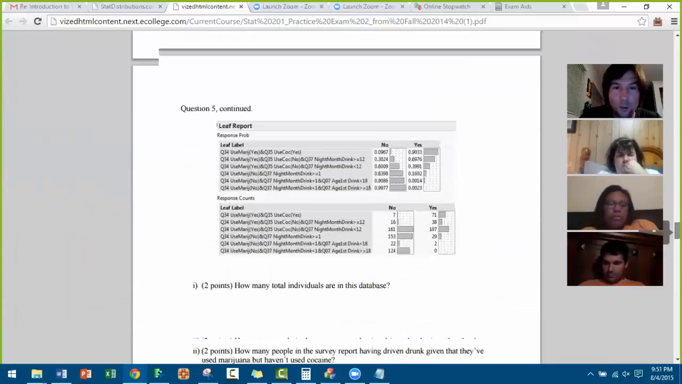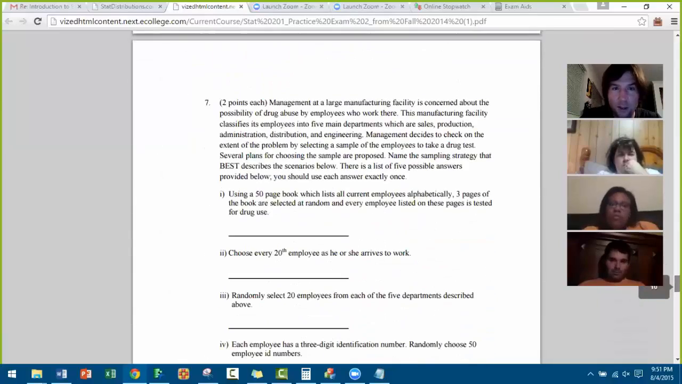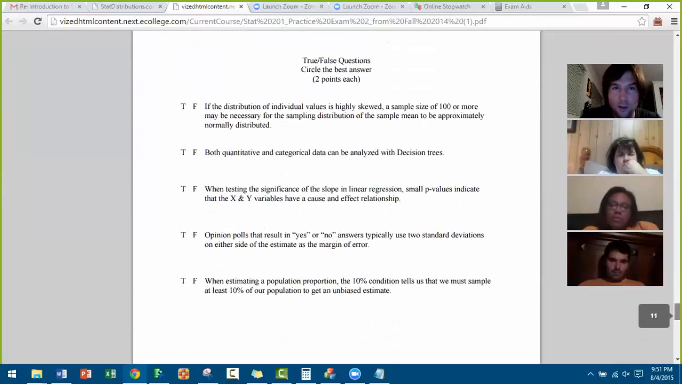Decision trees, and I think we might be finishing up. Probability, sampling, true, false. I think this is it. When estimating a population proportion, the 10% condition tells us that we must sample at least 10%. So false. If the distribution of an individual values is highly skewed, a sample size of 100 or more may be necessary for the sampling distribution of the sample mean to be approximately normally distributed. True. We sometimes need a very large sample size for highly skewed data. That's the central limit theorem right there.